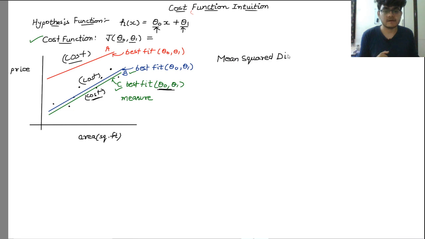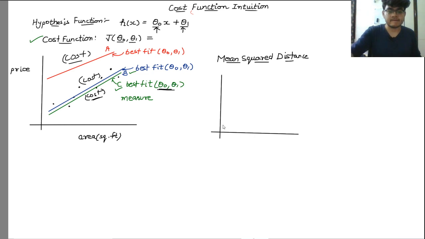Mean squared distance. So what is mean squared distance? Let's see what exactly it is. Let's suppose we have a graph again here, and I will try to again draw some data points randomly.